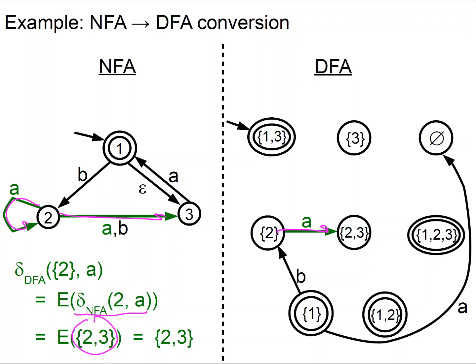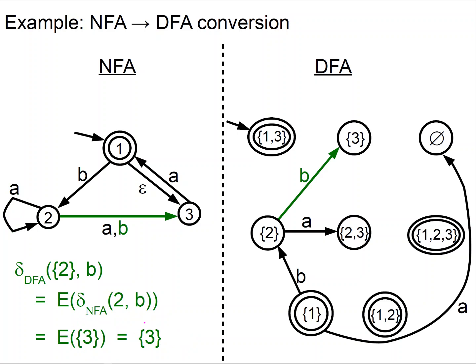So what happens if you read a B from state 2? Think about it. What do you get? If you read a B, you will get, by similar reasoning, the set {3}. Okay, we can continue in this way. If you're in state 3 and read an A, you will go to the set {1, 3}. What happens if you read a B? You will go to the empty set.